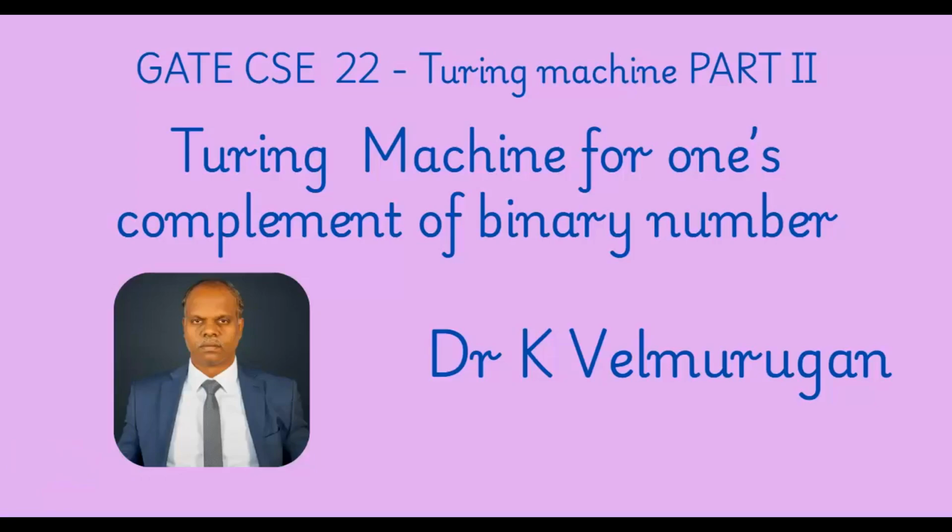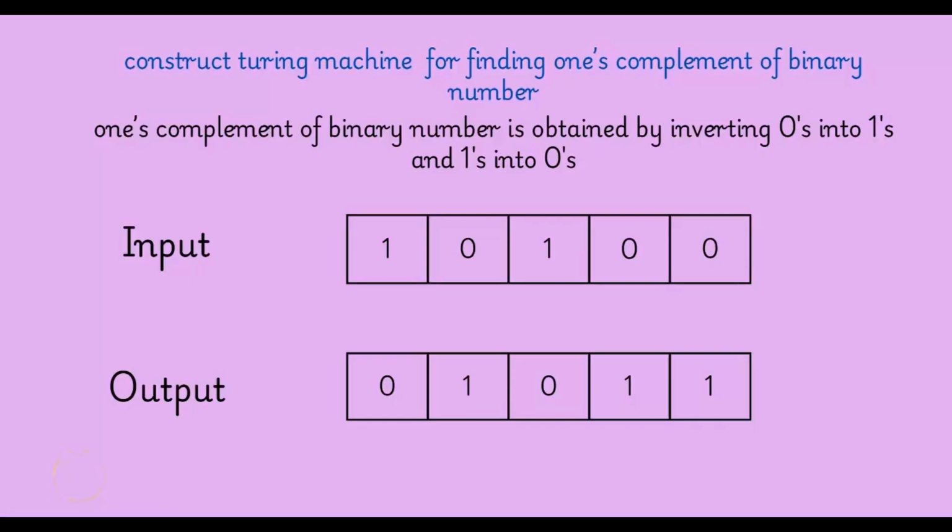Hi friends, in this lecture, let us see the construction of Turing machine for one's complement of binary number. The problem is to construct Turing machine for finding one's complement of binary number. Let us understand the one's complement of binary number is obtained by inverting zeros into ones and ones into zeros.